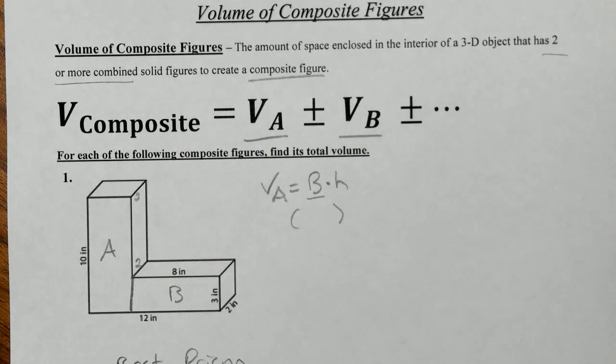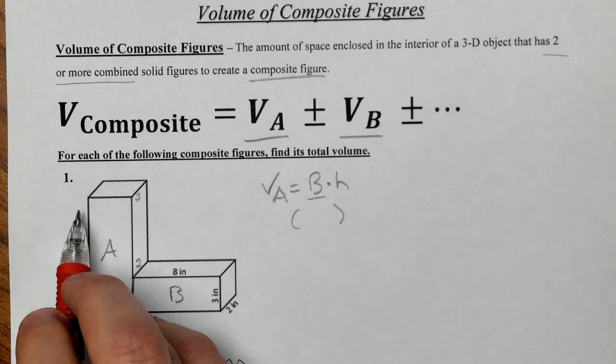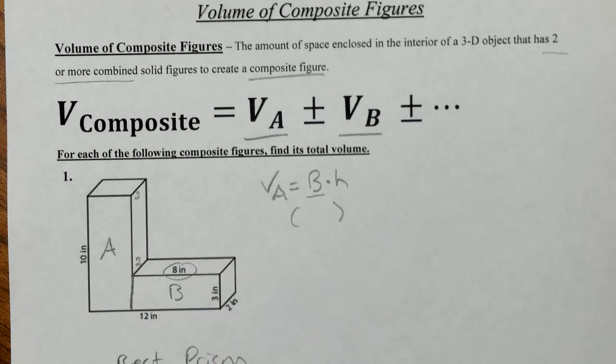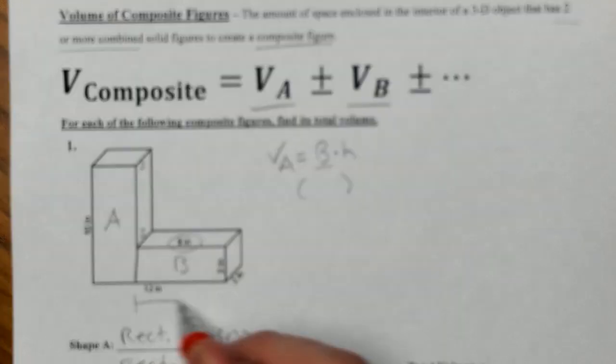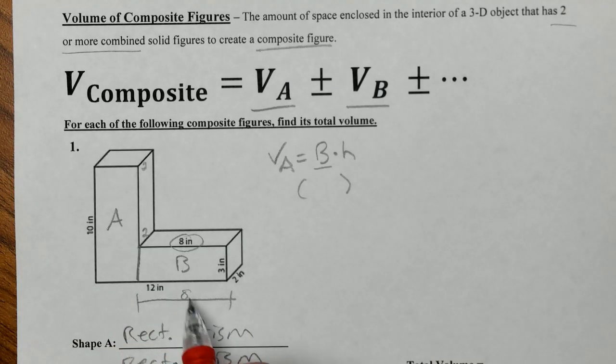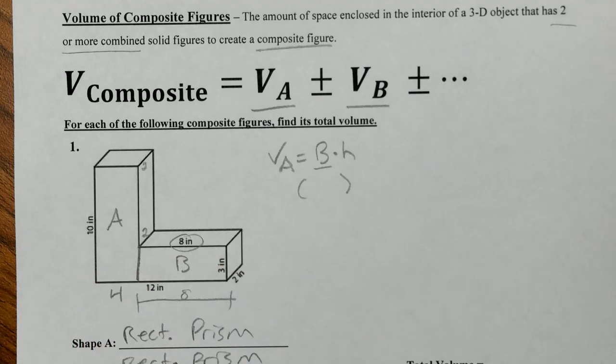The only other measurement that I need is the height of this piece, which is not labeled. So I got 10, I got 2 going back, and this piece is 8 up here, which means this distance right here is 8. So if I know the whole thing's 12, what number plus 8 would get me 12? That would be 4.